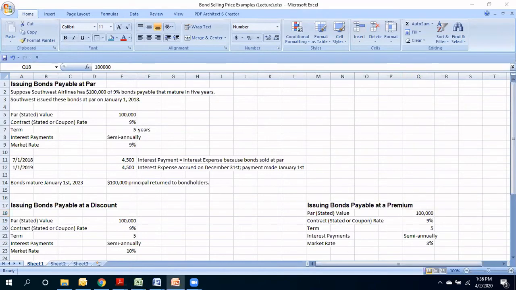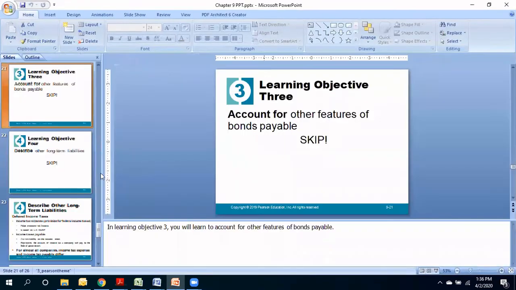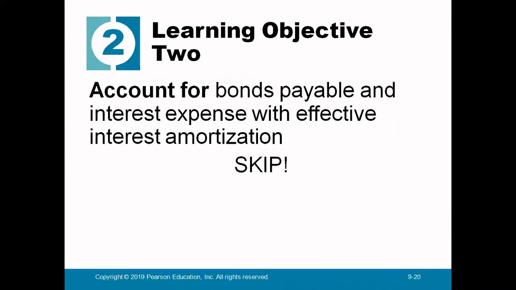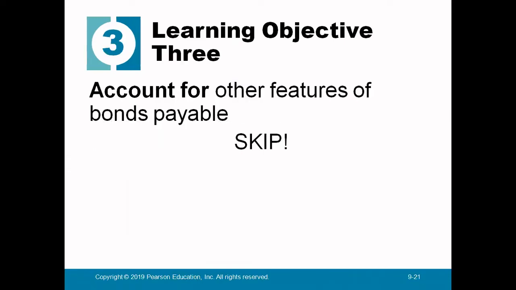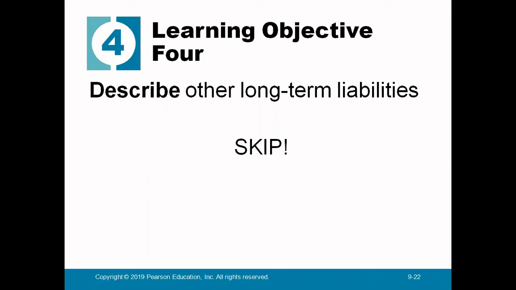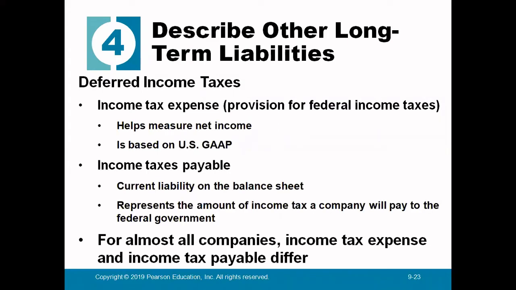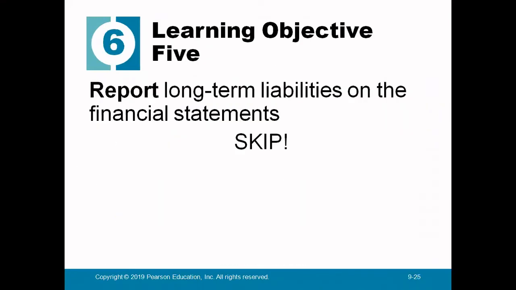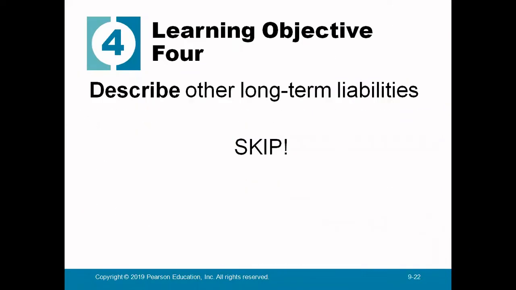And now let's finish up with chapter 9. I've already said that we're not going to talk about effective interest amortization. All of our amortization is straight line. We're not going to talk about other features of bonds payable. And there are other long-term liabilities, deferred income taxes, installment notes. But basically that's going to pretty much wrap this up, except for the concept of an installment note, which I told you I would discuss briefly.